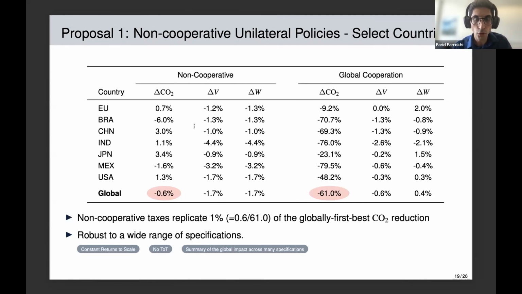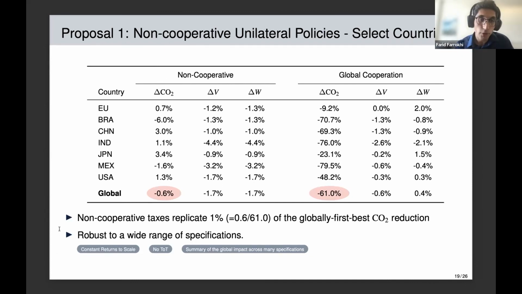And here in panel A, I'm showing the results for this non-cooperative game. And I'm benchmarking that to the case of global cooperation so that we have a sense of comparison. And I'm also reporting for a select set of countries the change in CO2 emissions, the change in the real consumption component of welfare, and in total welfare, which also includes the utility from carbon. And so let me just highlight the impact on global CO2 emissions in the case of non-cooperative versus the case of global cooperation. In the case of non-cooperative outcome, global CO2 emissions are reduced by only 0.6%. In the case of global cooperation, that is a 61% reduction. So we can say that non-cooperative taxes, and by that we mean carbon border taxes, can replicate only 1% of the global first-best CO2 reduction.